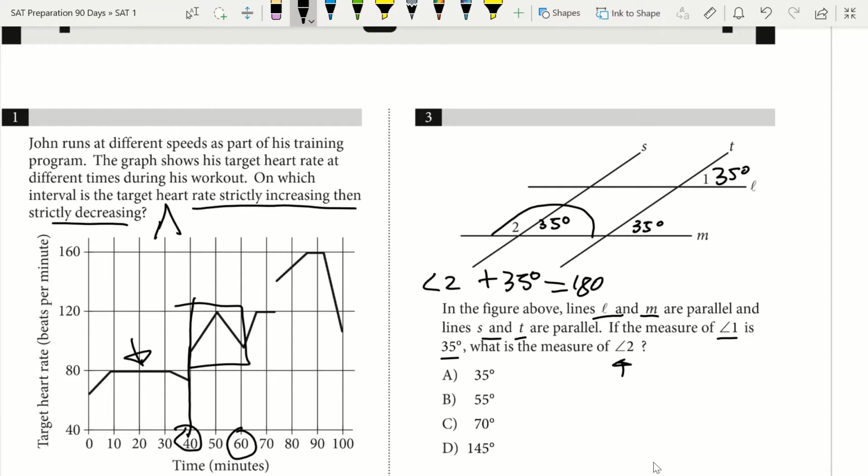I subtract 35 degrees from each side. That's going to leave me with 145 equals angle 2. So my answer there is going to be D. That one is just understanding vertical angles and corresponding angles. So question 3, the answer is D.